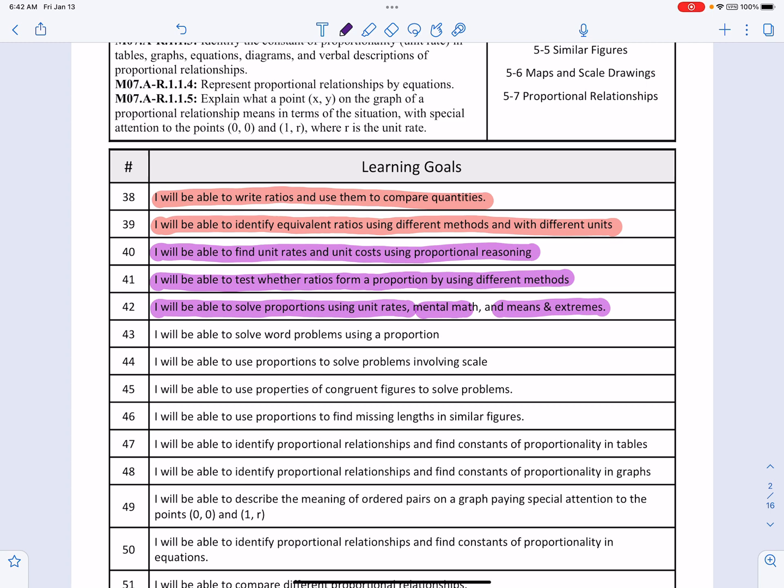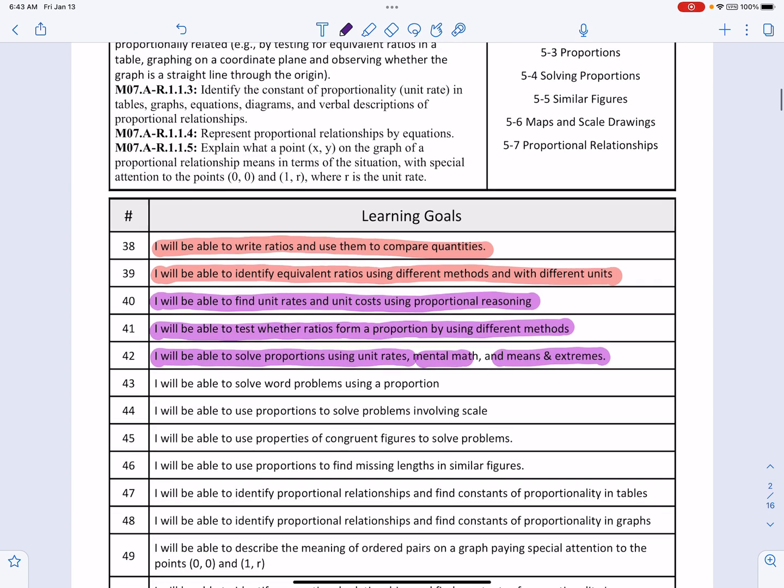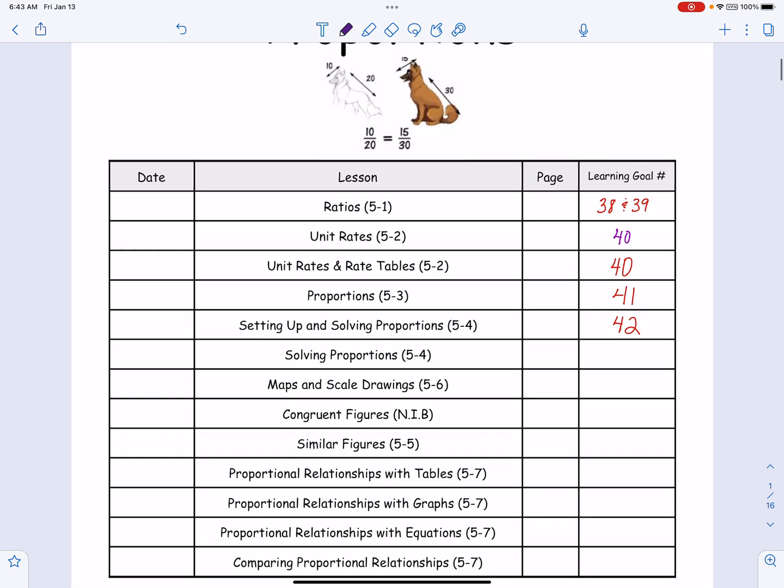So testing whether ratios form a proportion. This is really just another way of saying, are they equivalent to each other? And then 42, being able to solve proportions using unit rates and mental math. We're going to do the means and extremes the next lesson. Okay, so go ahead up to your table of contents. You can fill out number for proportions, learning goal 41, and setting up and solving learning goal 42.